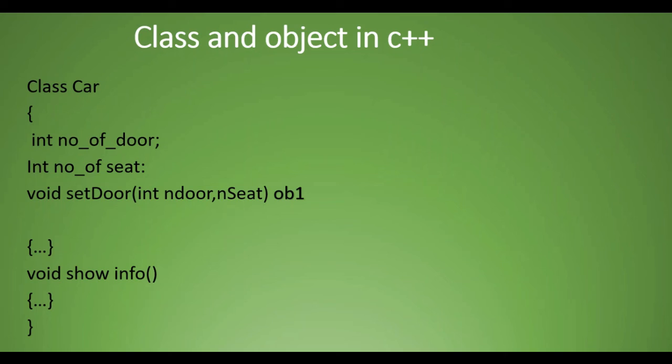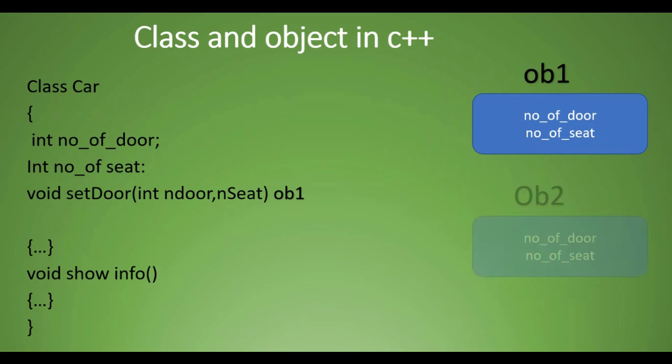So this is actually a blueprint of a class car, and with the help of this class car we can create an object. Here we have created an object which has two variables, number of doors and number of seats. So it is the instance of the class car, and it occupies memory in your system. In the same way we can create another object, and this object also contains number of doors and number of seats. So with the help of one class or one blueprint we can create two objects.